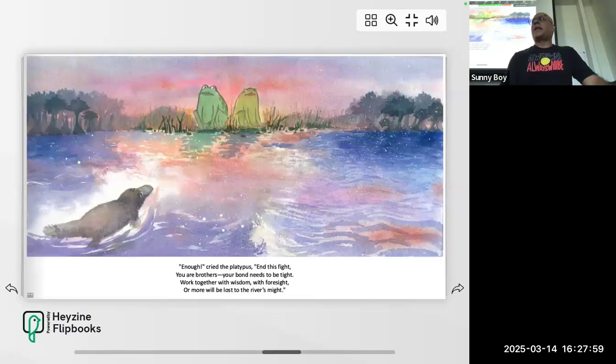Enough, cried the platypus, and this fight. You are brothers, your bond needs to be tight. Work together with wisdom, with foresight, or more will be lost to the river's might.